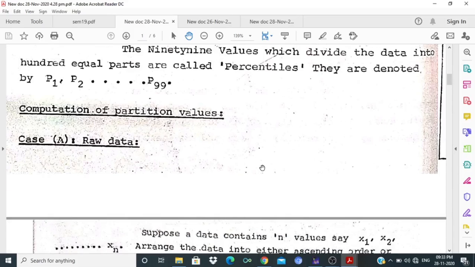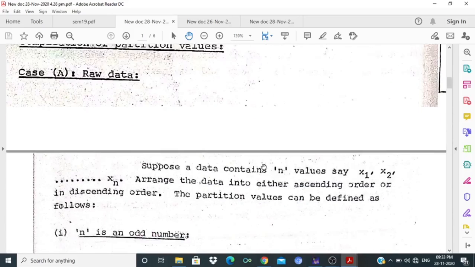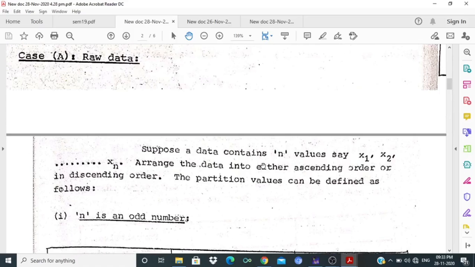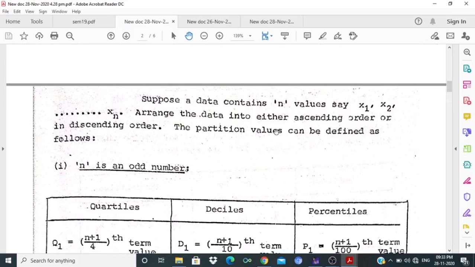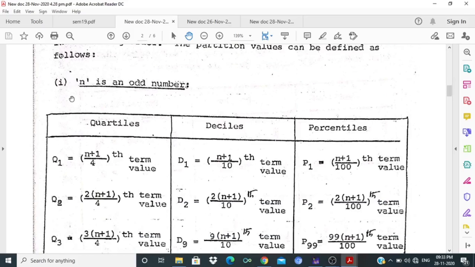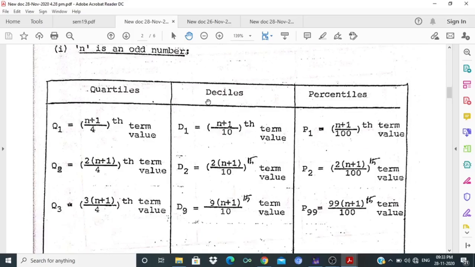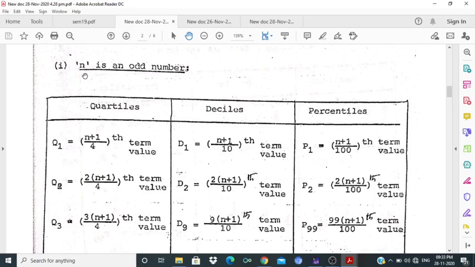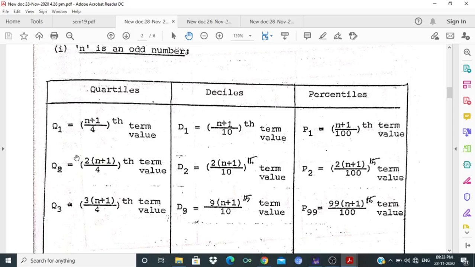The computation of partition values we will discuss in case of raw data, discrete data and continuous data separately. Suppose a data contains n values, say x1, x2, up to xn. Arrange the data into either ascending order or descending order. The partition values can be defined as follows. There are two ways of calculating these partition values, in case of n odd and in case of n even. In case the value of n is odd, the procedure is as follows, for the quartiles.